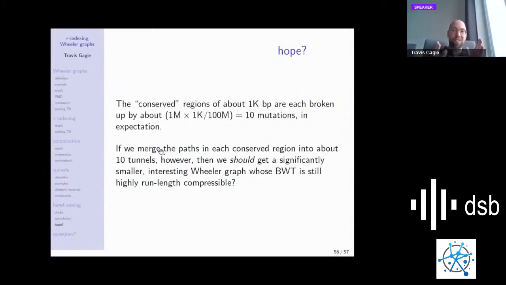The conserved regions of about 1,000 base pairs are going to be broken up in expectation by about 10 mutations each. So if we merge the paths in the conserved regions into about 10 tunnels, then we should still get a significantly smaller, interesting Wheeler graph, but the Burrows-Wheeler transform is still going to be run length compressible.